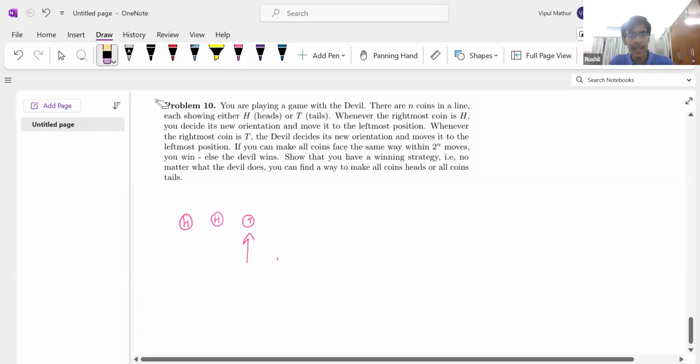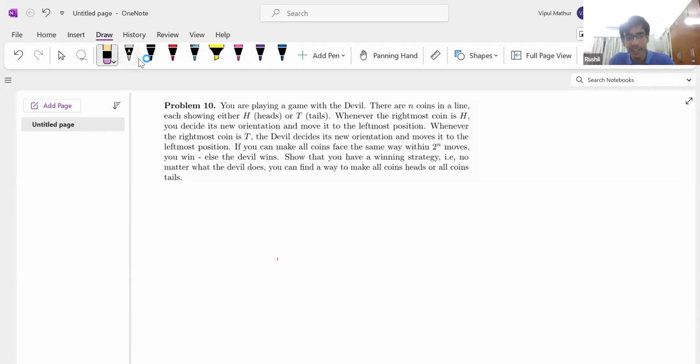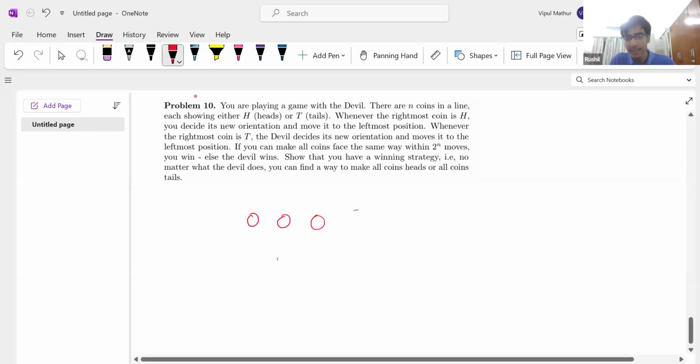It could matter. So that's the point, right? You don't know the starting configuration. It could be anything. It depends on what the starting configuration is. If the starting configuration has the rightmost coin as a head, then you start. If the rightmost coin currently is a tail, then the devil starts. You can currently avoid this 2 to the n thing. We'll just try to find a strategy, and then it's going to be quite obvious that if a strategy exists, then a 2 to the n move strategy also exists. But that's not the key part of the problem.